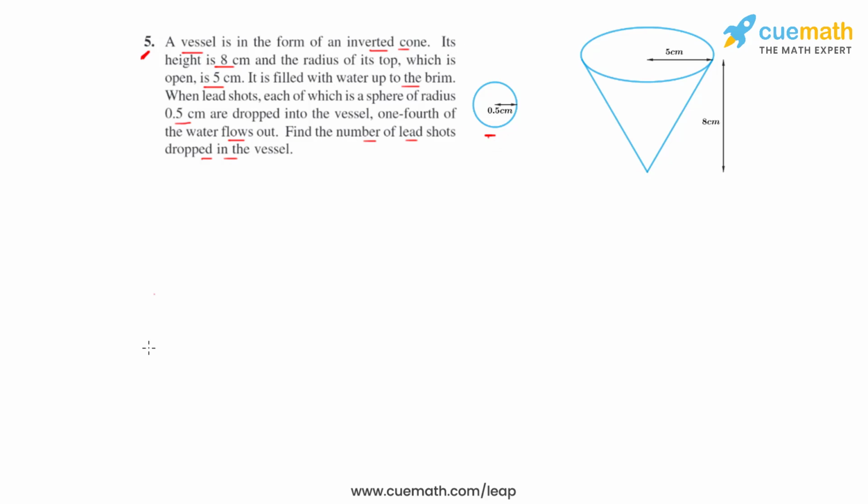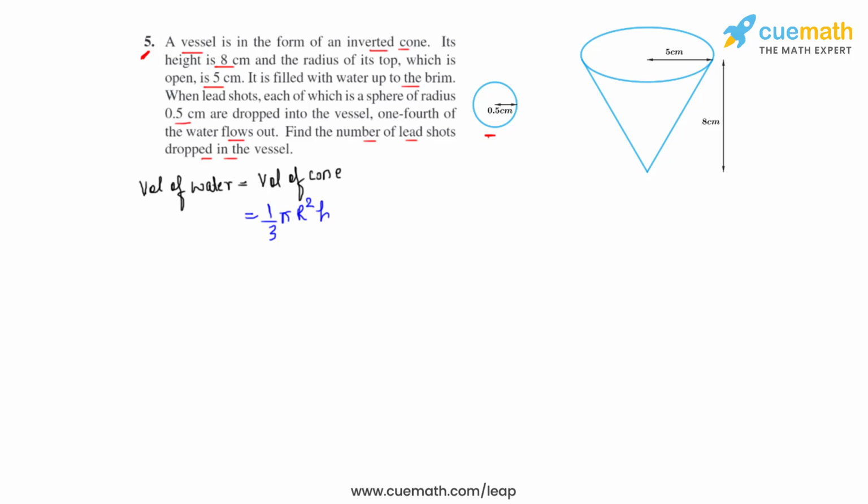So what we can write is the volume of water, as basically it was filled up to the brim of the inverted cone, will be equal to the volume of the cone. So we can find the volume of the cone with the formula 1/3 pi, taking the radius of the cone as capital R. So 1/3 pi R square h.